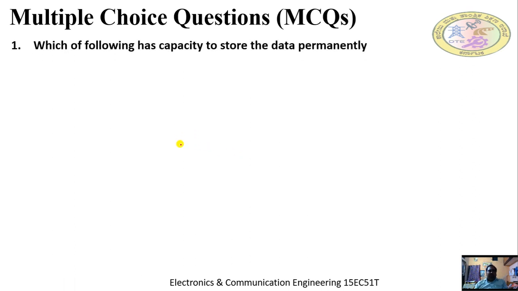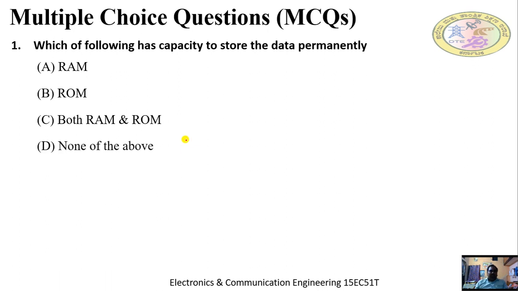The very first question: which of the following has the capacity to store data permanently? First one RAM, second one ROM, third one both RAM and ROM, and the fourth one none of the above. Obviously the answer would be ROM. ROM is a kind of permanent storage, or you can say non-volatile memory. Even if the power goes off, the data retained in this kind of memory won't get lost.